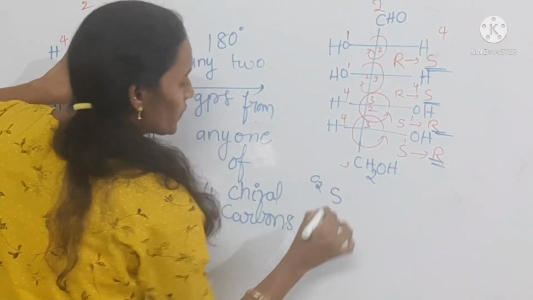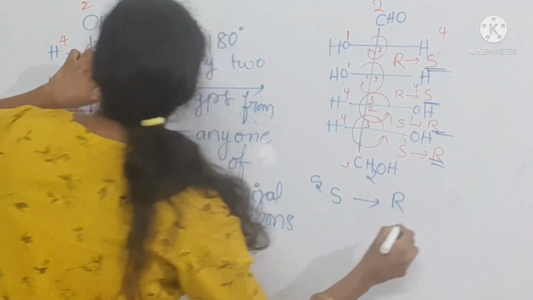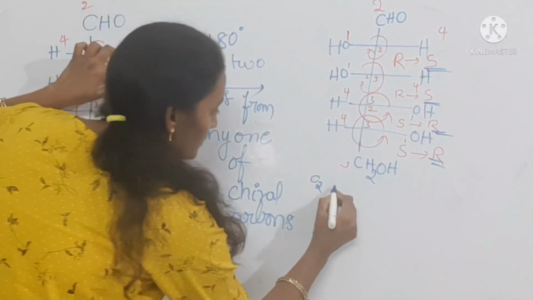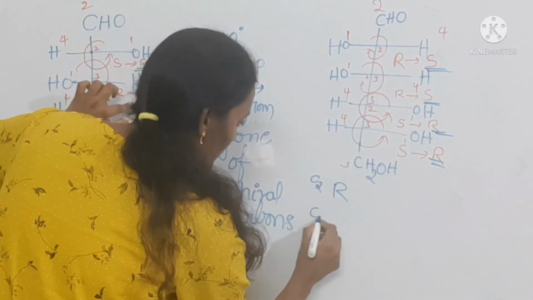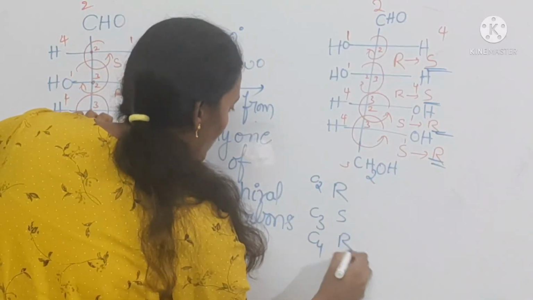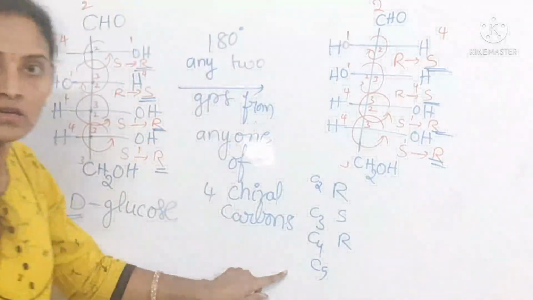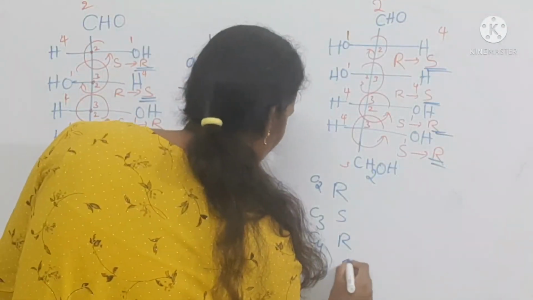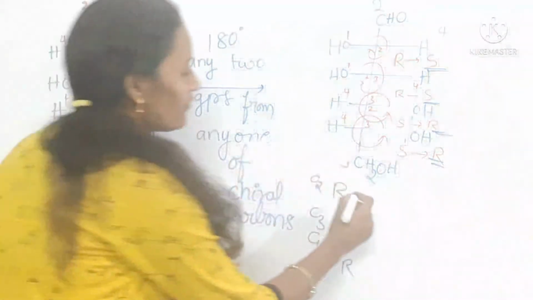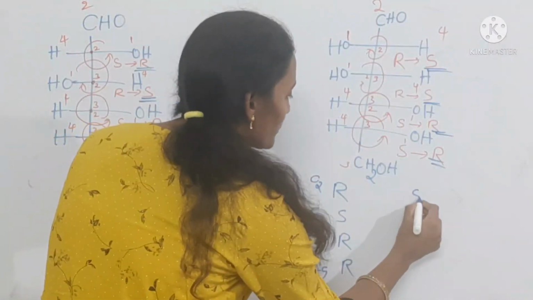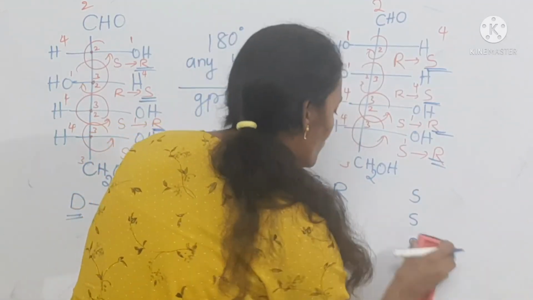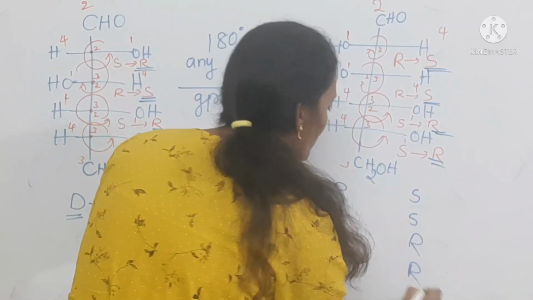At C2, S becomes R, so directly I am going to write configuration R. C3, S, C4, R, C5, R. Is it clear? Okay, C5, R. See, R, S, R, R. In the same way, you just try to write configuration for this isomer. Sorry, this one is R, R.